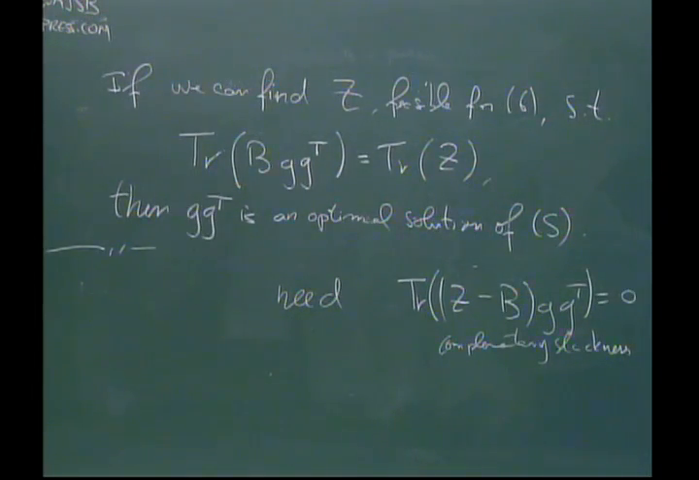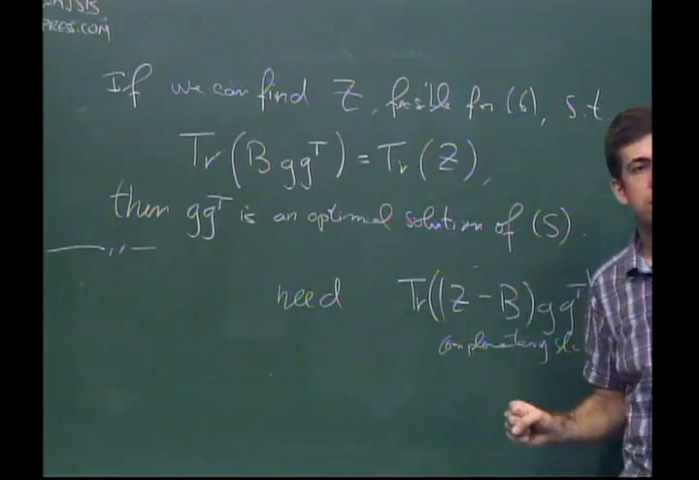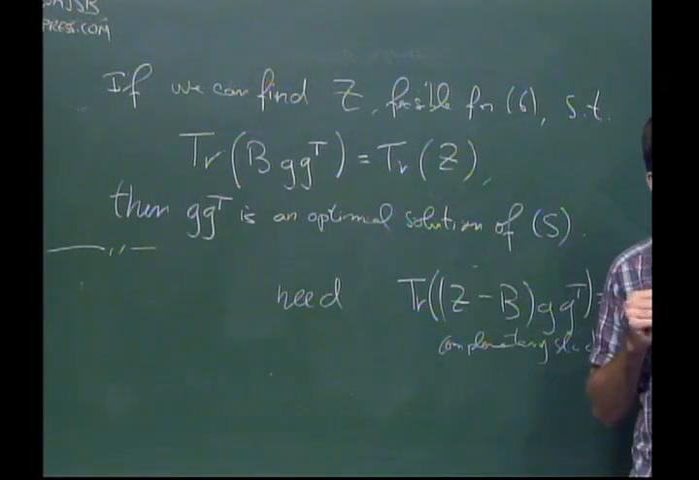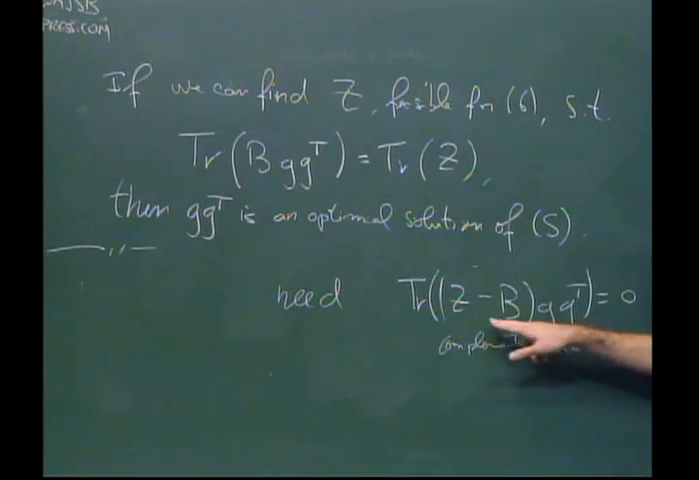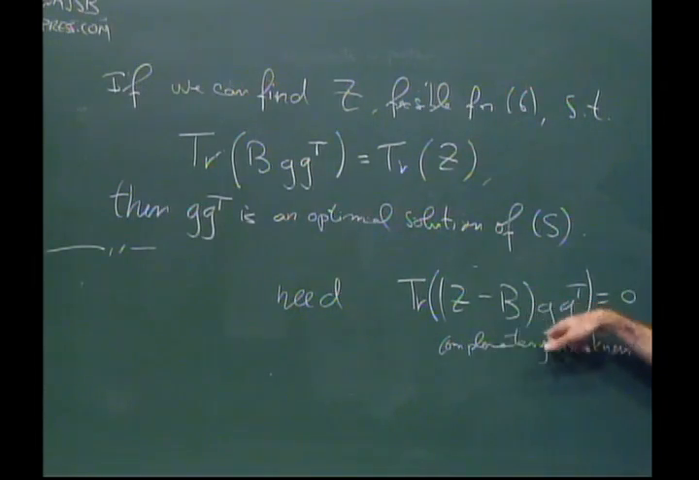So let's say that we find Z, okay? Let's say that we find Z such that this is true. And let's say that now there's some other optimal solution besides GG transpose. Then this other optimal solution will also have to satisfy this. So this means that if we ensure that G is the only vector that satisfies this, or only multiples of G will satisfy this, then we make sure that no other solution can be optimal.